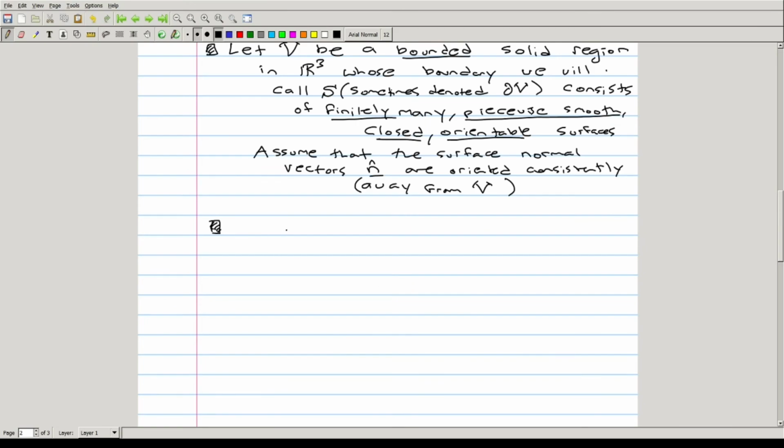And second, we'll let F be a continuously differentiable vector field, or a C1 vector field on V.